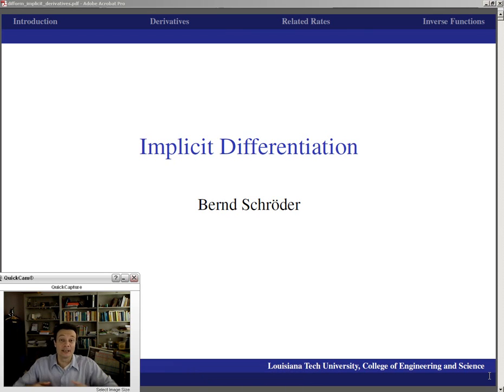Okay, so now we're looking at implicit differentiation, which is, well, it's not really a separate differentiation rule because technically all we're going to do is apply the chain rule, but the technique is important enough to deserve its own name, to deserve its own chapter, to deserve its own place in mathematics. Let's take a look at what it does.